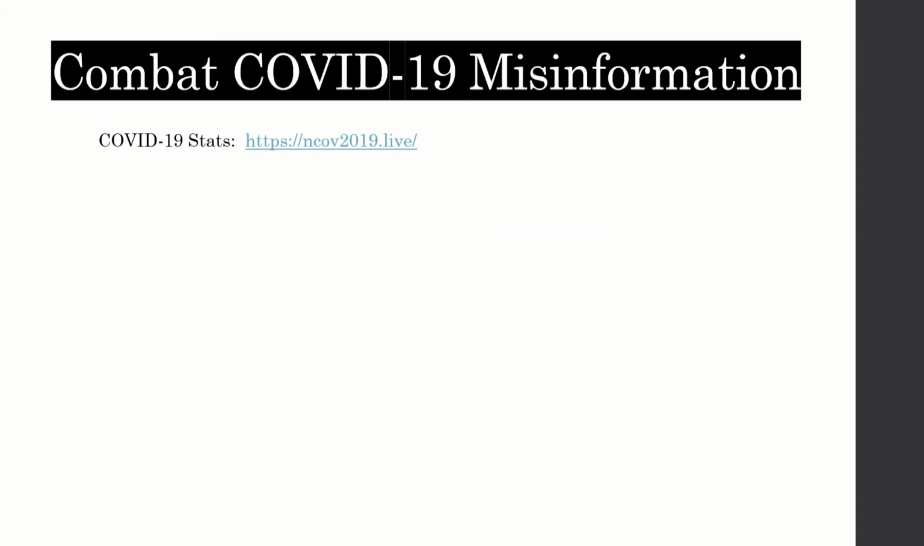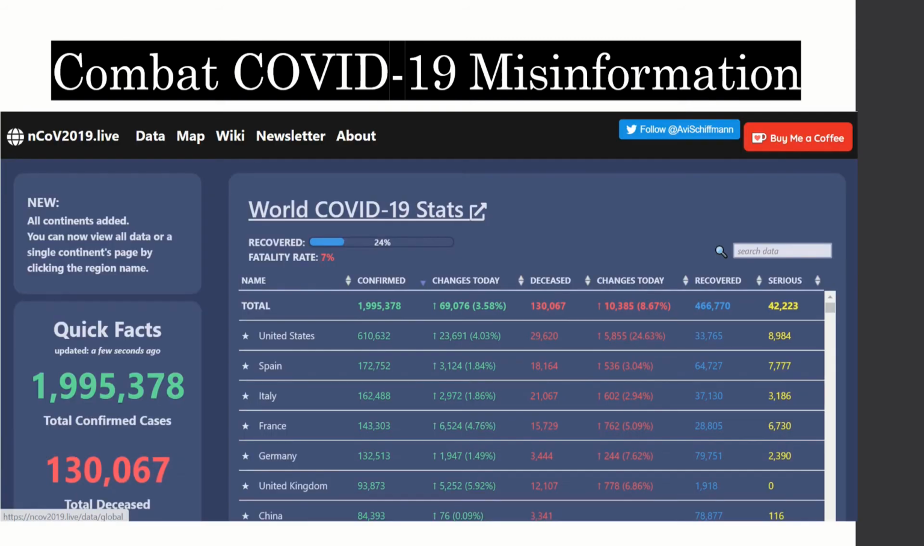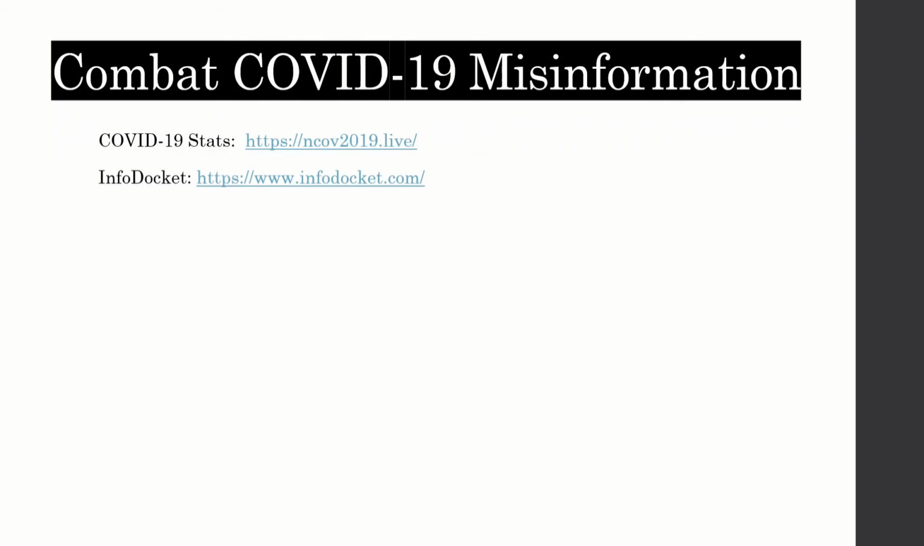Here are some more links that actually help combat COVID-19 misinformation. There's an actual statistics site that has live stats on COVID-19 in the US and other countries. To get access to this is ncov2019.live, and this is what the website looks like. Another one is InfoDocket. You go to www.infodocket.com. It looks like this.